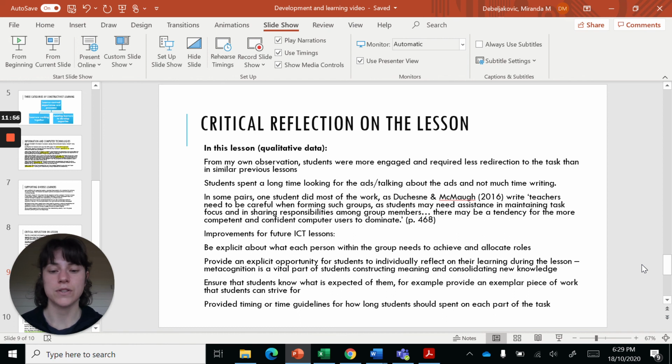I'd also ensure that students knew exactly what was expected of them. For example, provide an exemplar piece of work that the students can strive for. It was quite obvious in some of the pieces of work that they submitted that they weren't exactly sure what that was supposed to look like, and it didn't demonstrate a great depth of understanding. And the last one, I would provide timing or time guidelines for how long students should spend on each part of the task, just to ensure that they are really putting some time into their writing.